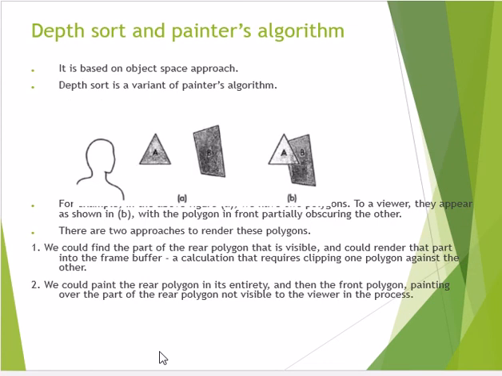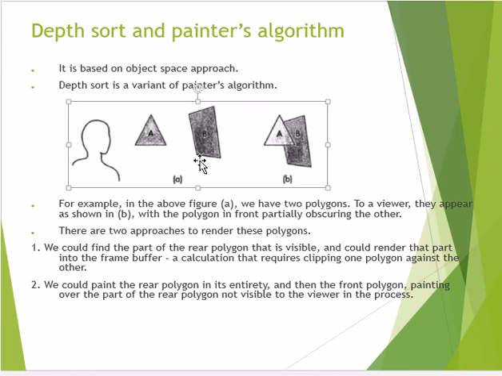The next method is depth sort, and it is also known as Painter's algorithm. This is based on the object space approach. Depth sort is a variant of Painter's algorithm, and sometimes it is also referred to as Painter's algorithm. As you see in this figure, when a painter looks at an image, he has to first paint the background, and then he comes to the foreground objects.